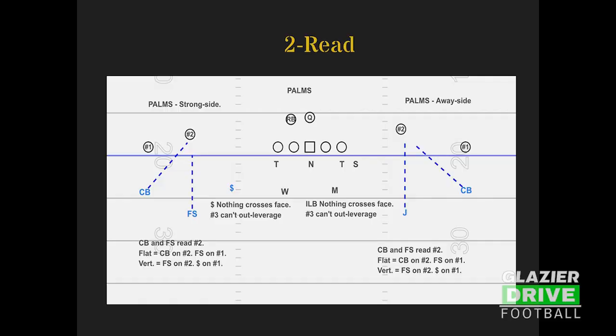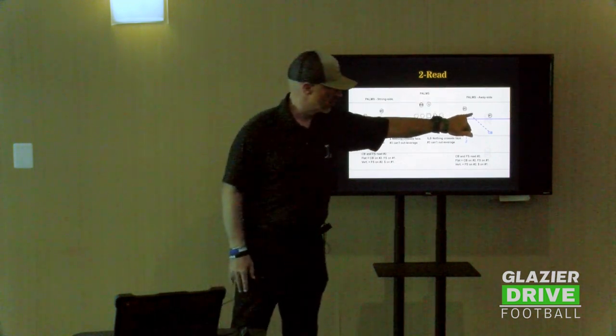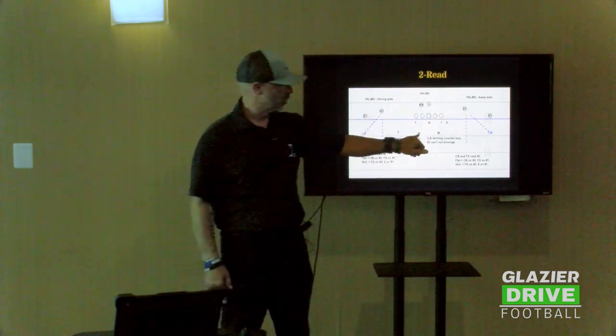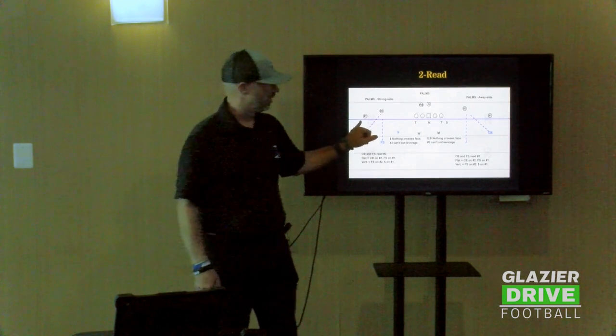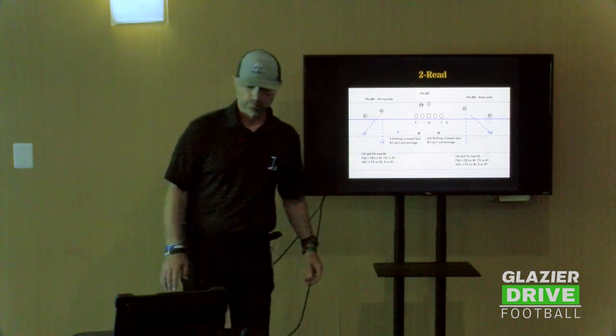On the opposite, on the away side, let's say we were calling two read to both sides. Same rules for number one and number two with the cornerback and the jack. At this point, the Mike becomes the apex, and he can let nothing cross his face, and number three can't come over here to out-leverage him. Will is what we would call a rat player. If anything comes to the middle of the field, he's to drop them.